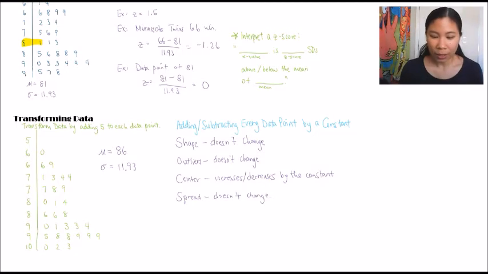Okay, let's take a look at transforming data if we multiplied or divided now. So let me make a new distribution of the same data set, but this time we're going to multiply everything by 2.